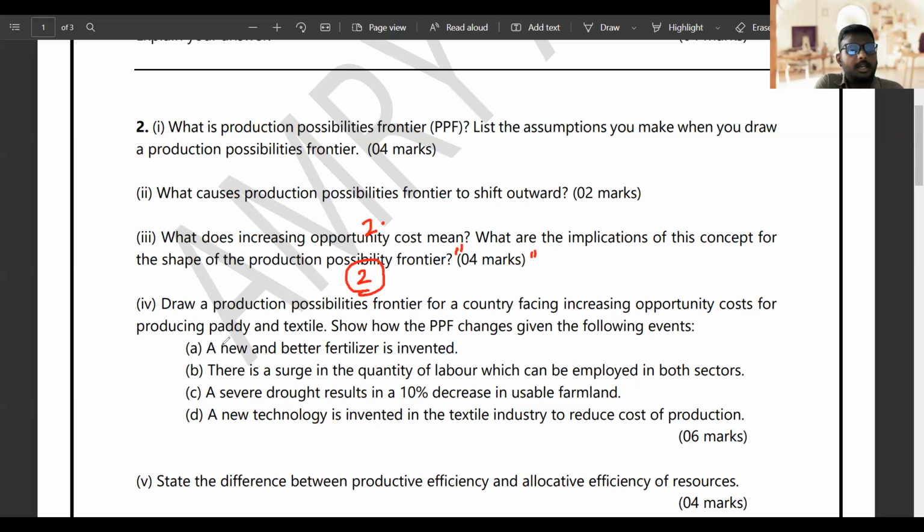For the first one, you can see a new and better fertilizer is invented. So how would you show that on a PPC? What do you think? First, let's get the basics right. So they are saying we should draw a PPC where what are the products we should put here?